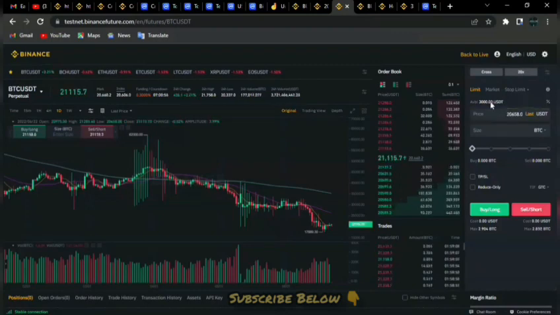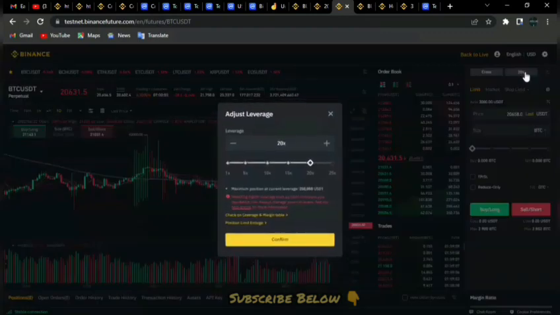Now for new users, what you need to know is that for beginners, before you start trading, you want to check your leverage. By default, it's usually going to be around 20x leverage. Now the leverage gives you an opportunity to amplify your gains as well as your profits. Now you want to know that this has the potential of liquidating you.